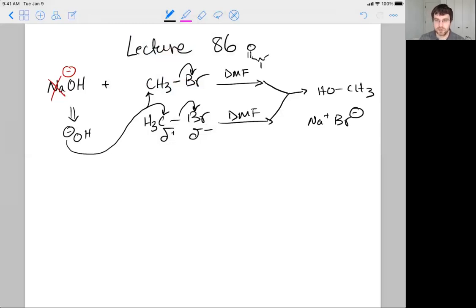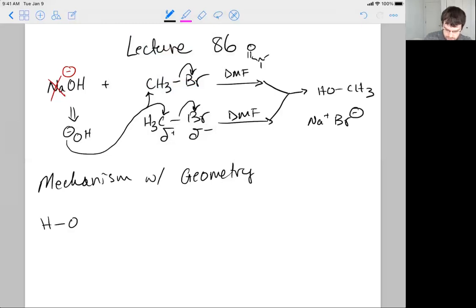Okay, what I want to do is take this first example and provide some mechanism with geometry. So what I mean by that is I'm going to draw the CH3Br with the carbon drawn as a tetrahedral center. The OH has no molecular geometry because it's only got 2 atoms, but the CH3Br has molecular geometry. To be sure, it's a tetrahedral center where we have 2 straight lines, a wedge, and a dash.